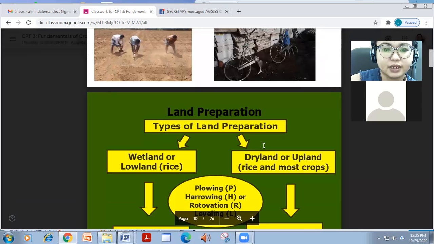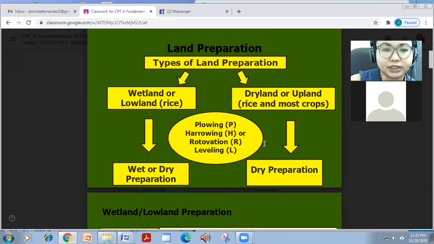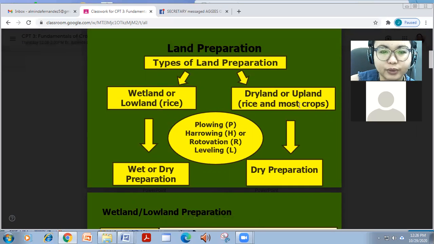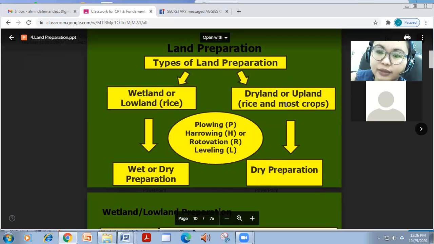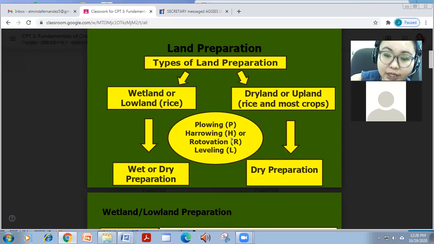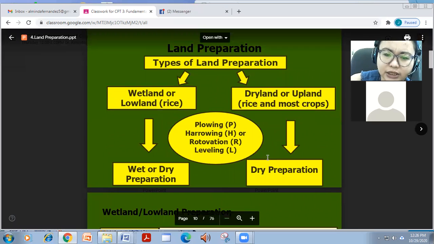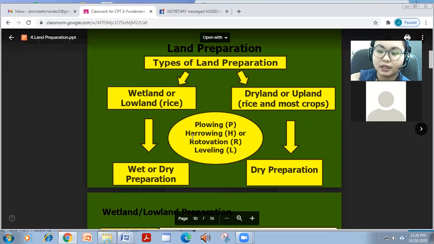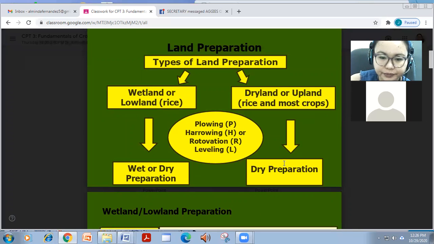So there are land preparation types in a wetland or lowland, which is mostly for rice, and there is also dryland or upland for rice and most crops. So this involves plowing, harrowing, rotovation, and leveling. These are the terms we use for both wet and dry preparation and solely dry preparation.